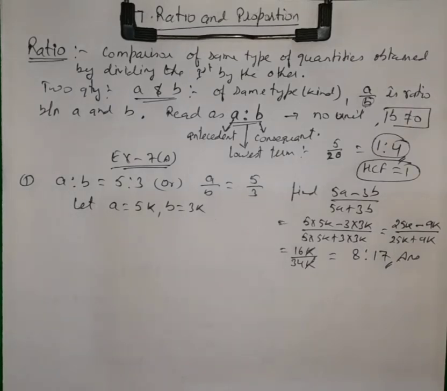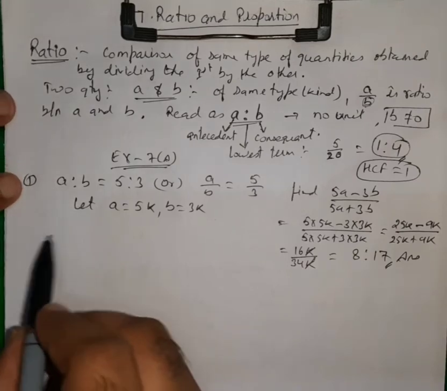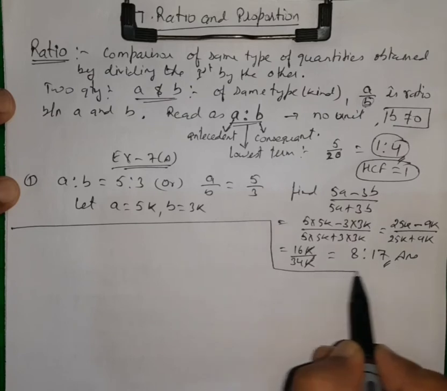In this way we can use the ratio. If some ratio is given, then we can write the quantities individually by multiplying with K. Here for example we have taken A is equal to 5K and B is equal to 3K. Similarly you can solve more questions from your exercise based on this concept. Now I'm going to take one more question where some quantities increase or decrease. That will be the note for the next.